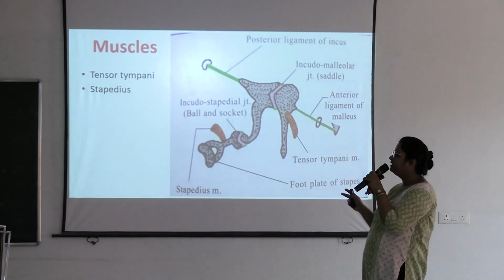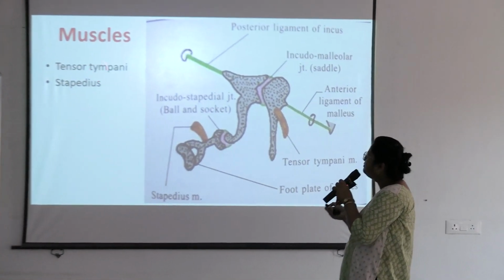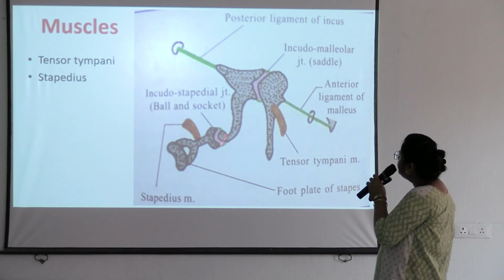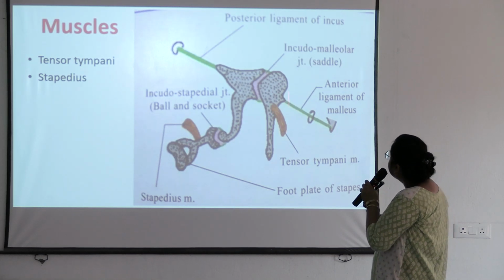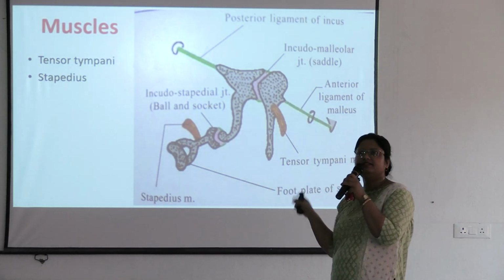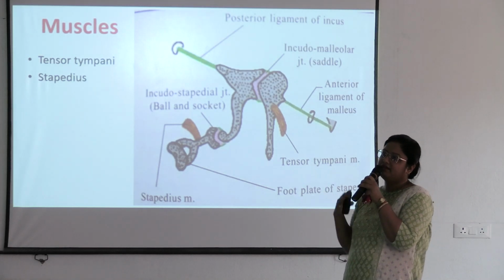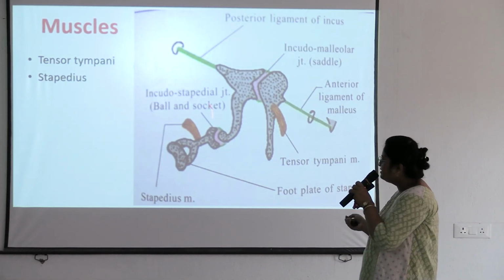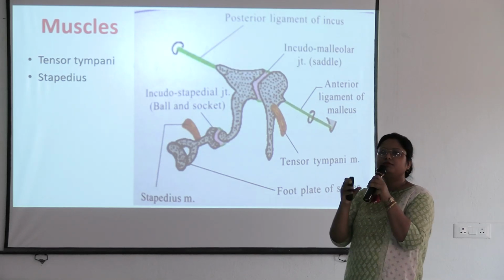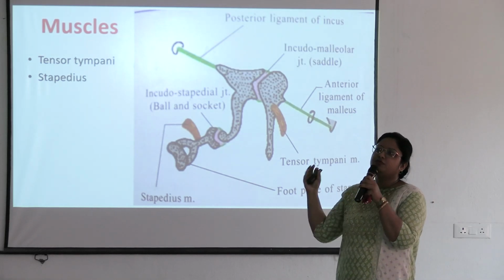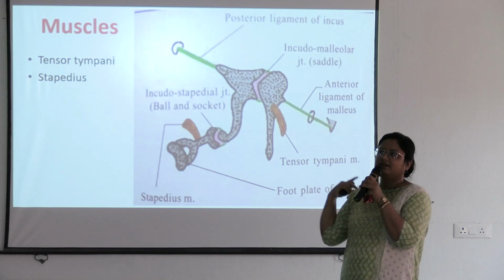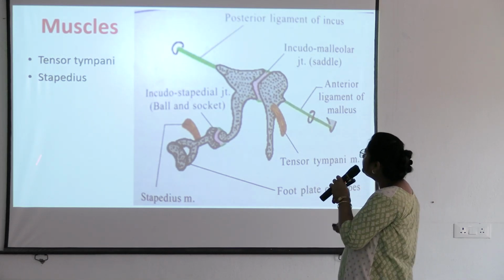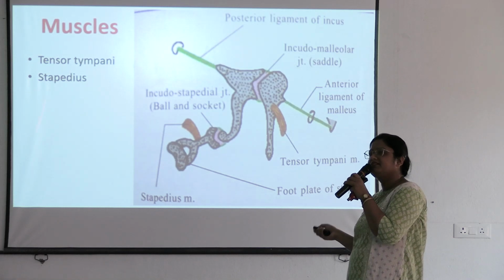2 muscles are here in the middle ear, tensor tympani and stapedius. See here, this is tensor tympani and this is stapedius. Tensor tympani helps in tensing of the tympanic membrane, helps in easy conduction of the sound. And stapedius pulls the footplate of stapes laterally to prevent injury to the internal ear during high pitch sounds. So these are the functions. Function of these muscles are important.